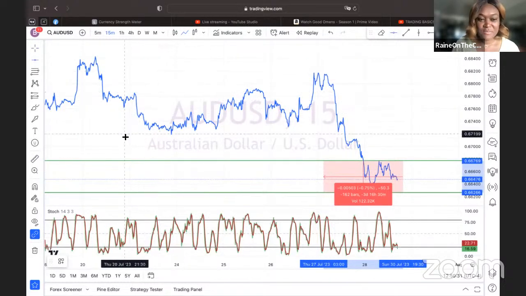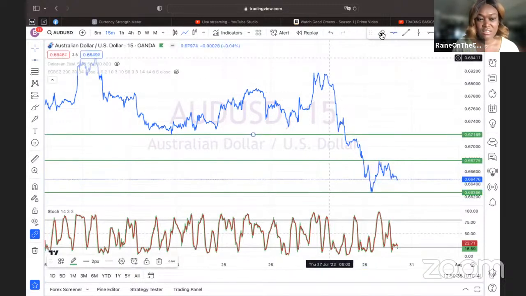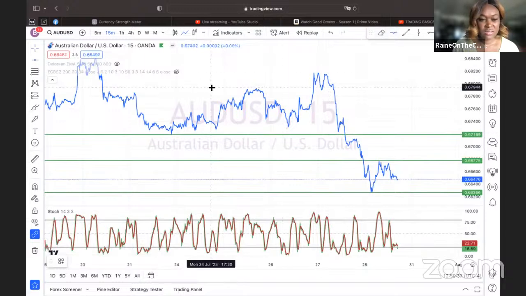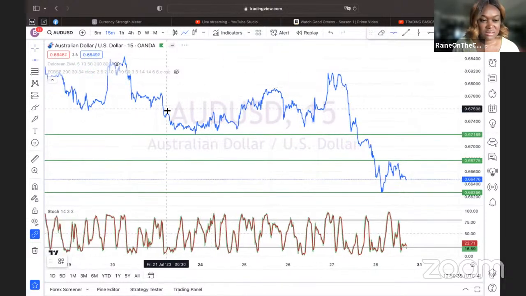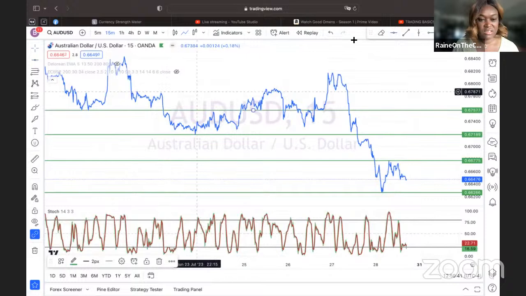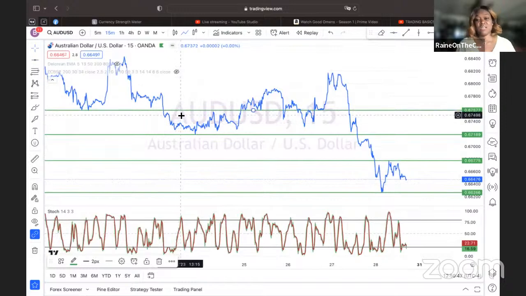This is not something that I trade. Let's look here. Here. It's looking pretty similar. So maybe AU is 50 pips as well.